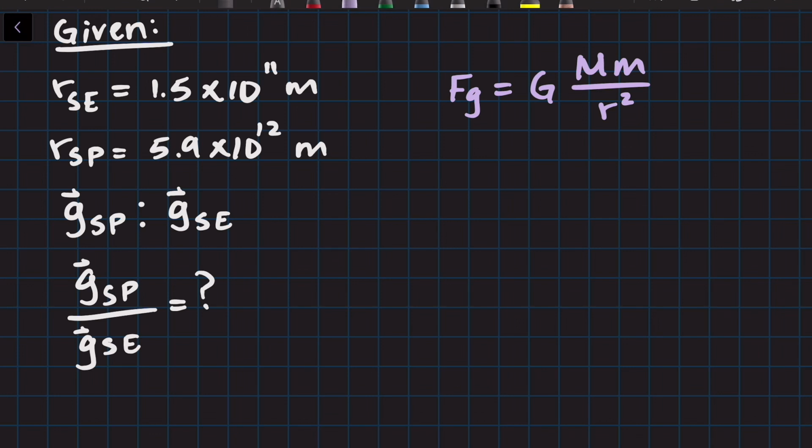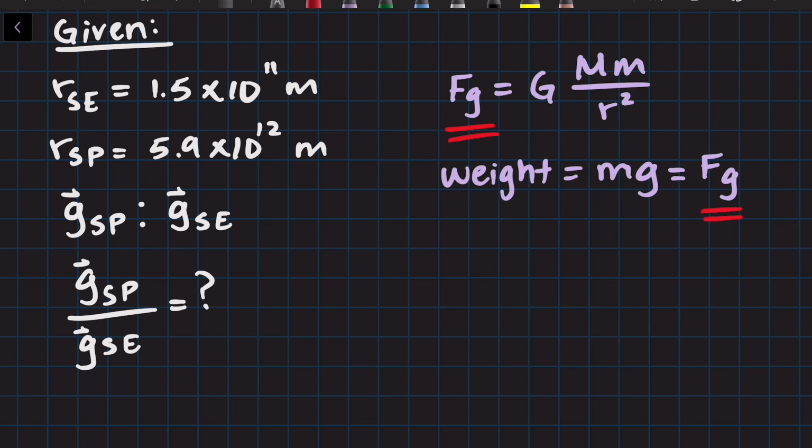And we know that weight is equal to mass times acceleration of gravity. And the weight, another way to call it weight, is the force of gravity on the object. I want you to see that these two are both gravitational force. So we can set them up equal to each other. These two.